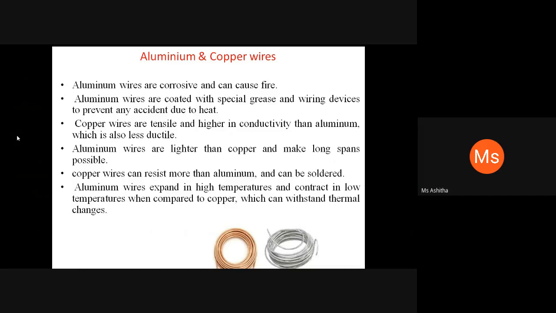Here I have listed out the different properties of aluminium and the conductor, so we can select the best conductor material for the transmission of electricity. The most used one is copper wires or copper lines.